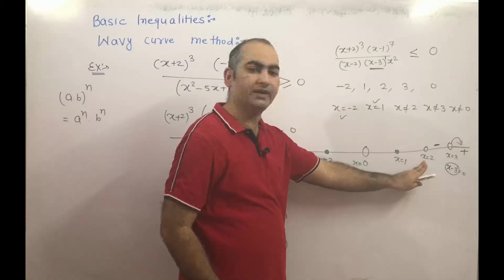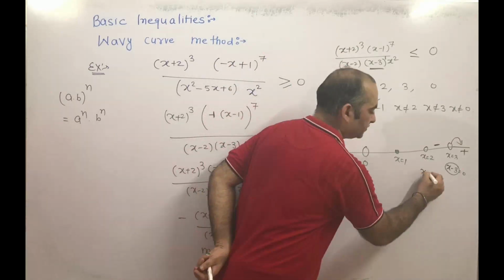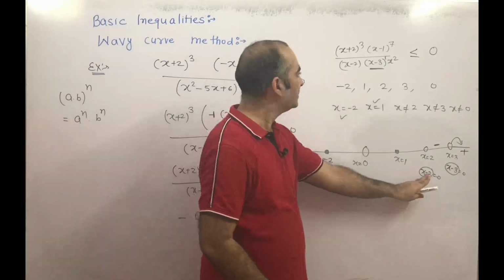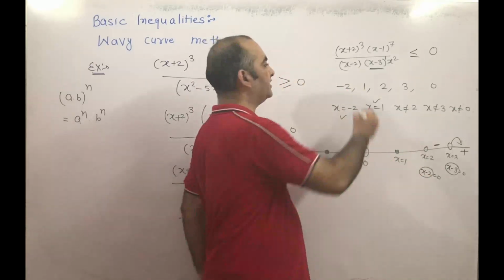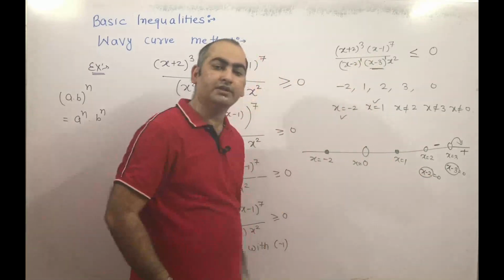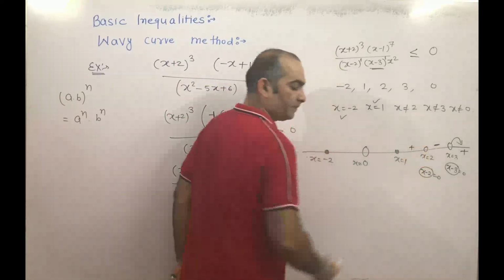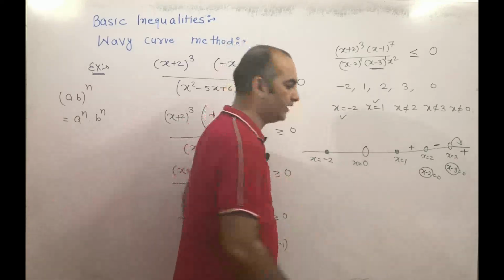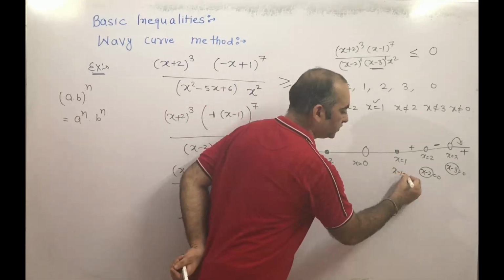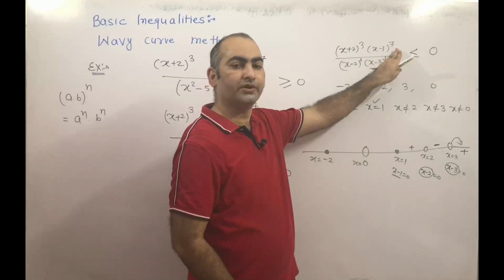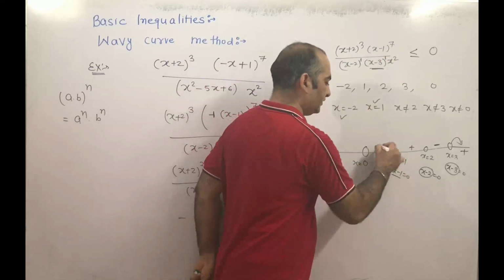Then x equal to 2 will come, so here we write x minus 2 equal to 0. Then check x minus 2. Here also the power is 1, so the power is odd. Then again we have to change the sign. So this is negative, this will be positive. Then x equal to 1, so here we write x minus 1 equal to 0. We check the power of x minus 1: odd. So here also we have to change the sign. So positive, negative will come.